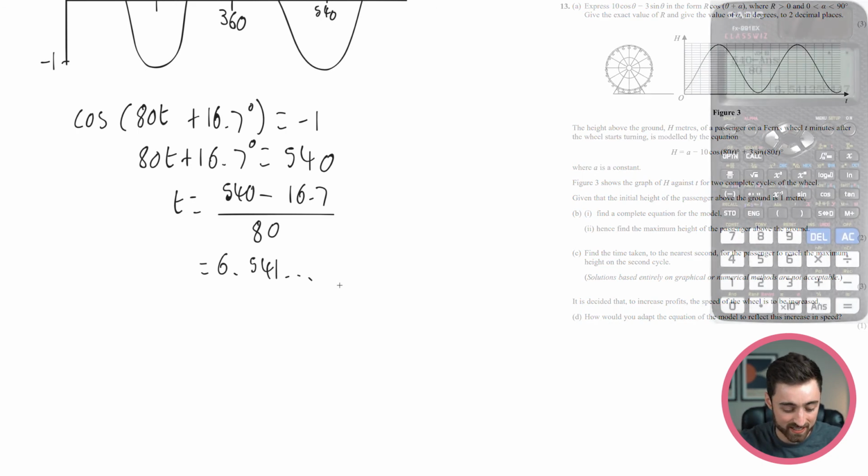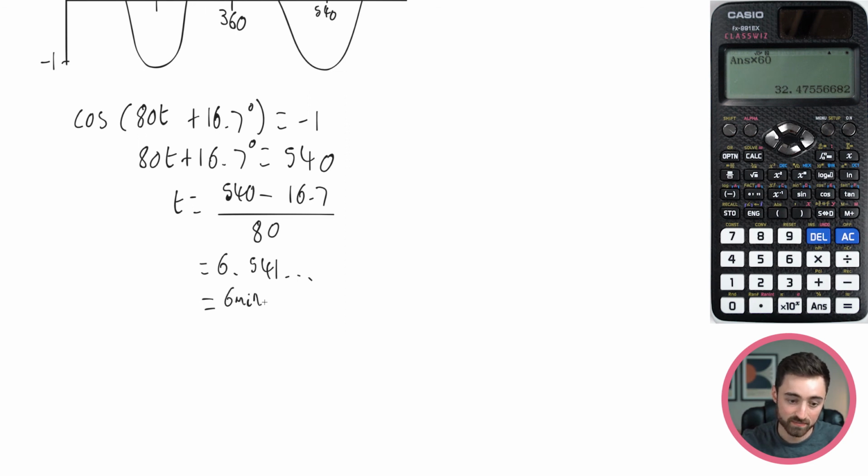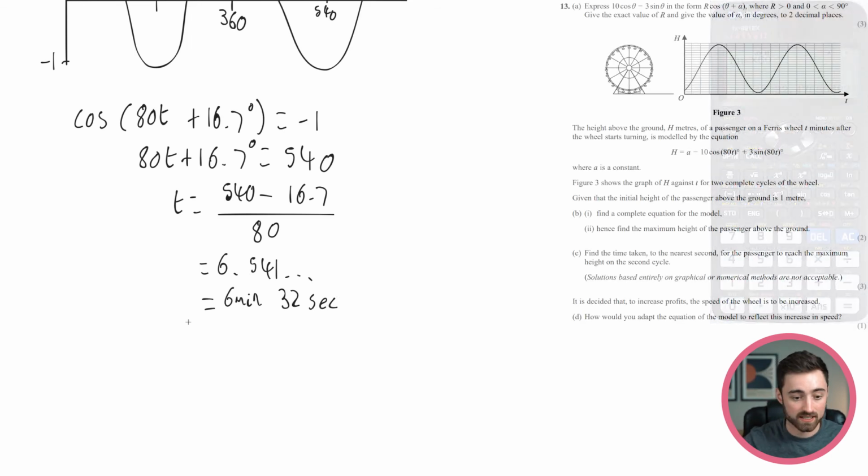If I do ans minus 6, that's just going to get me the decimal bit of this. Now I'm going to multiply this answer by 60 to get how many seconds. So this tells me that I get 32.47 seconds. So this is going to be 6 minutes and 32 seconds. Cool.